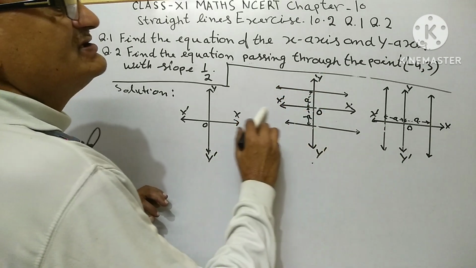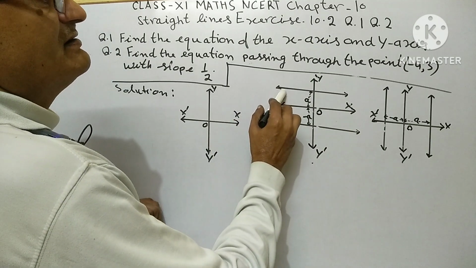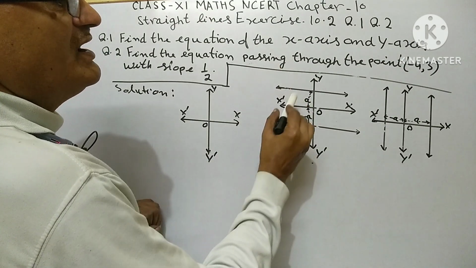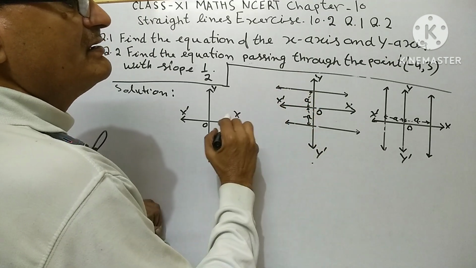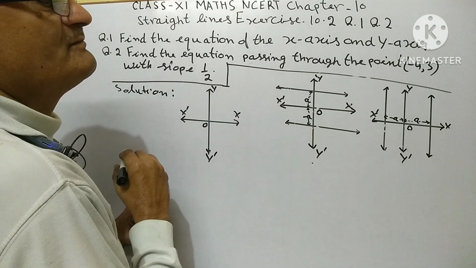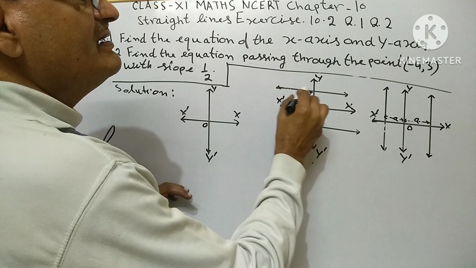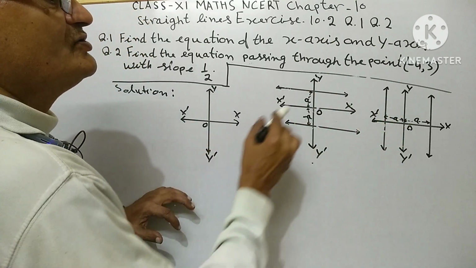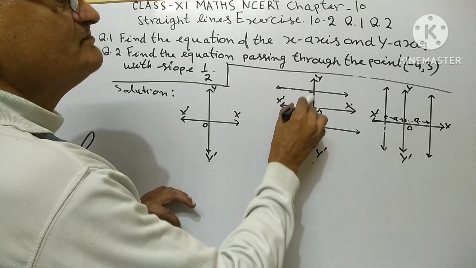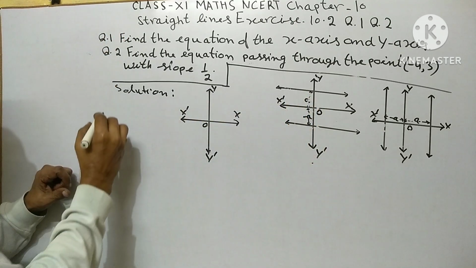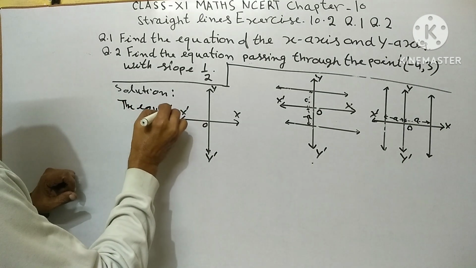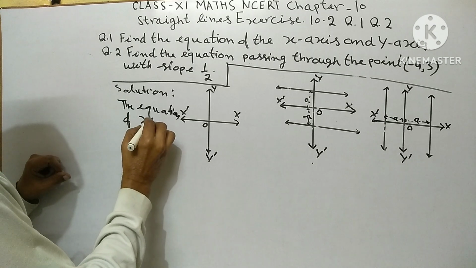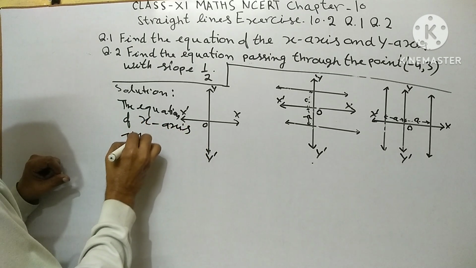This is the y-axis and this is the x-axis. And this is a line parallel to the x-axis. So the equation of this line is y equal a or y equal minus a. This line is on the x-axis, so this distance is y equal 0. So the equation of the x-axis is y equal 0.